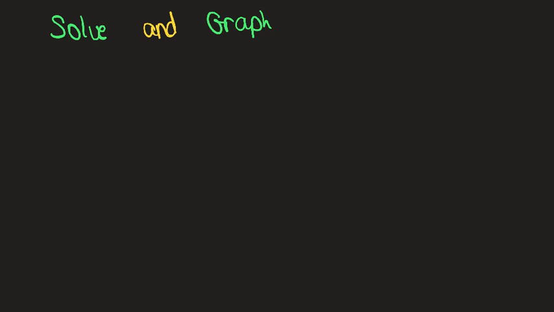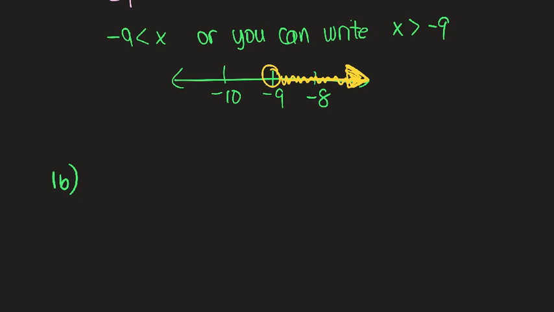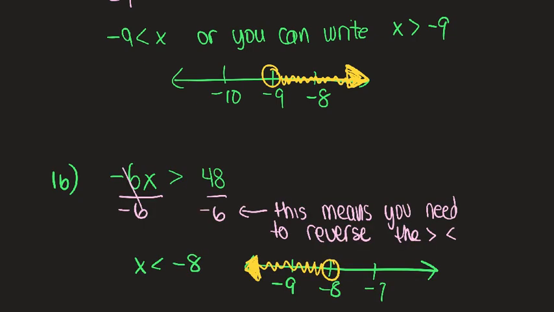For question 15, you need to solve and graph. The answer is x is greater than -9. This is also an acceptable answer, it's just that this is not helpful for graphing. X is greater than -9 is an open dot to the right. Your next question, -6x is greater than 48. Solve and graph. The answer is x is less than -8. Did you remember to reverse the alligator mouth because you divided by a negative? Open dot going to the left.